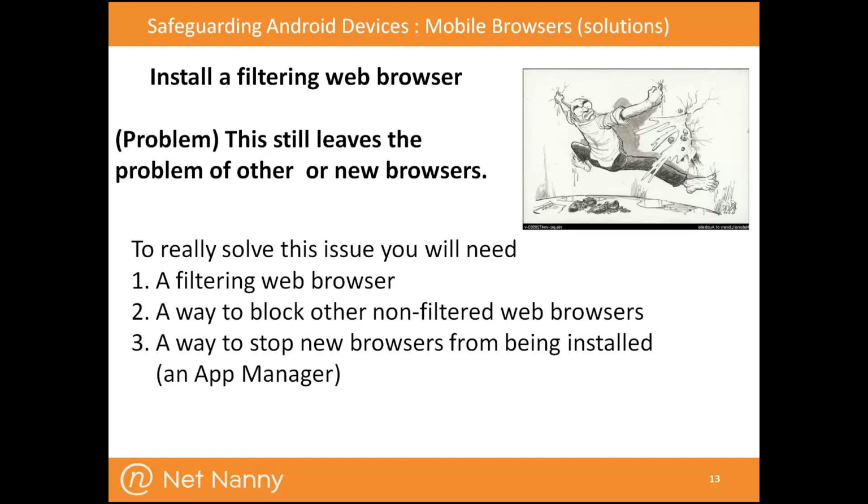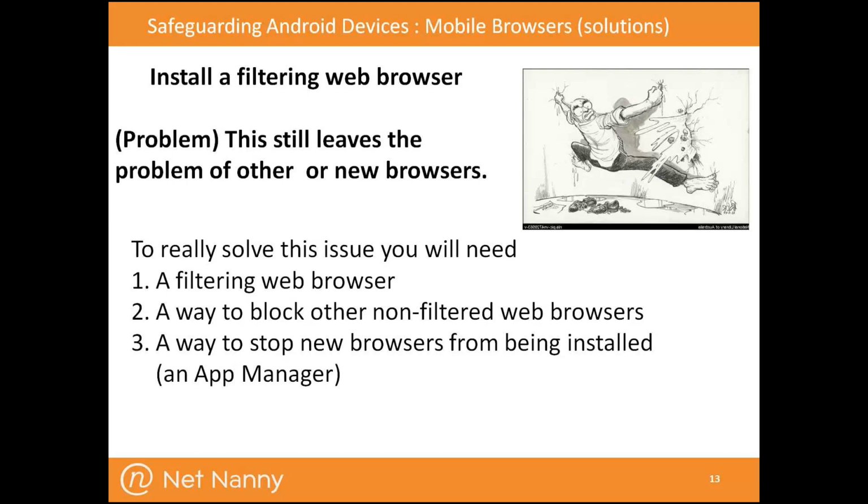Also, Android has an embedded browser called the Browser, and that you cannot remove from a device. It's included on every device, and there's no content filtering applied to that. So that's kind of an issue. So to really solve the browser issue, you're kind of like this guy with his fingers in the dike. You may run out and install a filtering web browser, but there's other ways that this content's going to get in and other issues that arise.